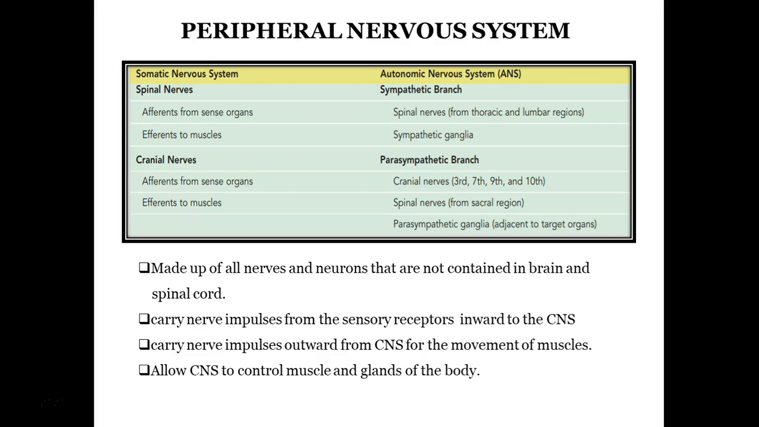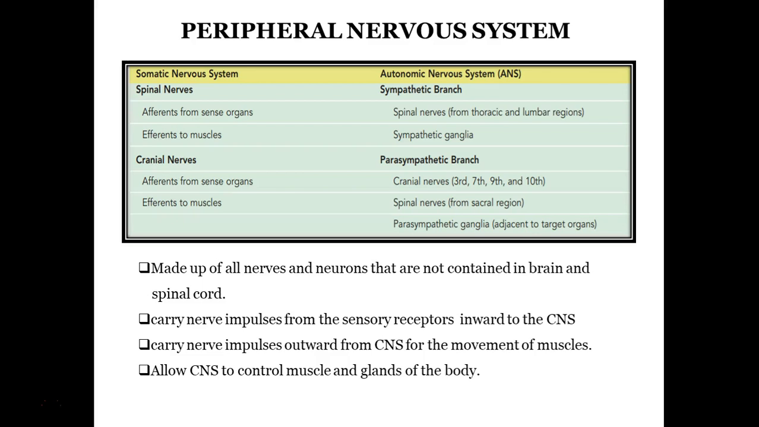So as we have already discussed, it has two main branches, the somatic nervous system and the autonomic nervous system. Somatic is the one we have discussed in reflex action also, which has afferent neurons. Afferent is basically the sensory neuron from the sense organ, and efferent neurons are basically the motor neurons which travel the signal from the CNS to muscles. So spinal nerves are also playing the same role, and cranial nerves are also playing the same role.